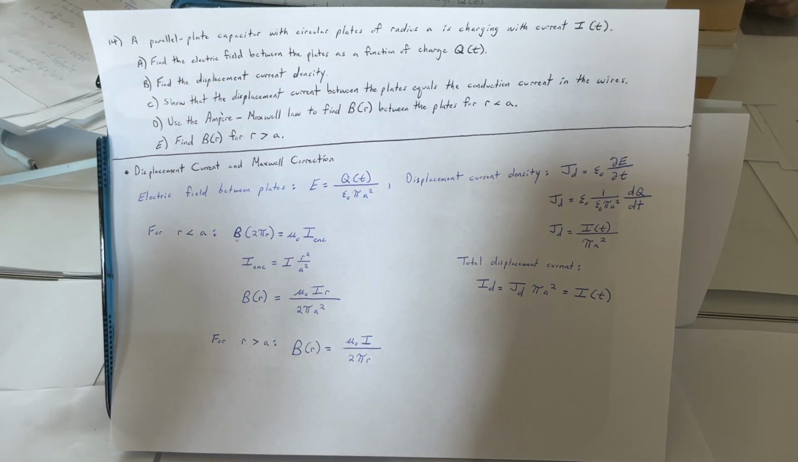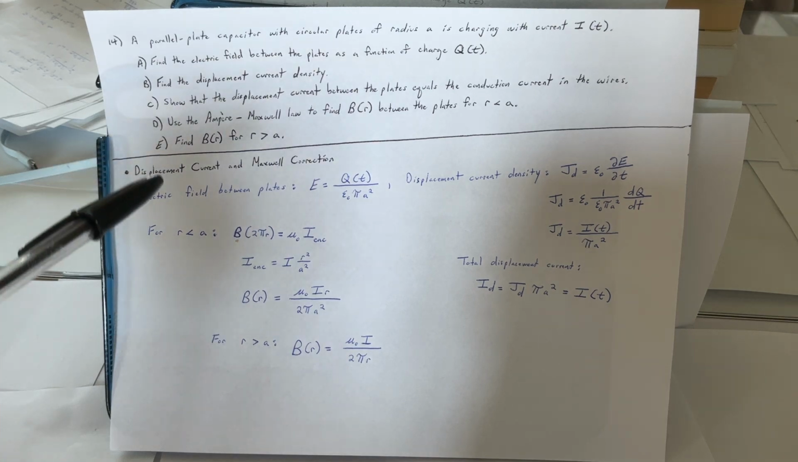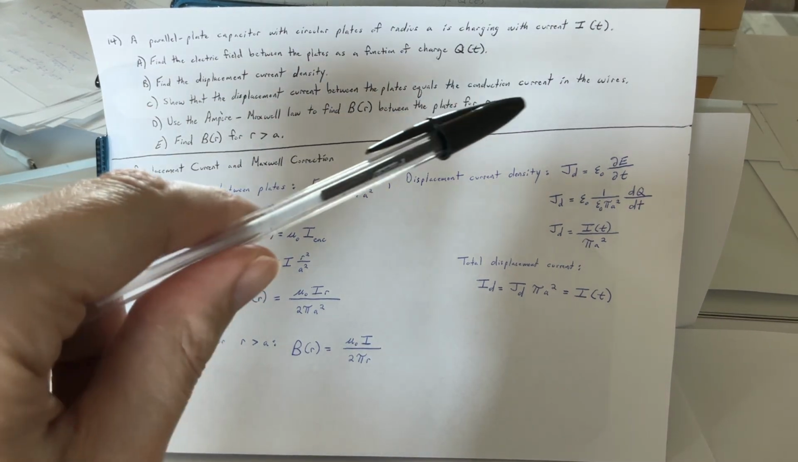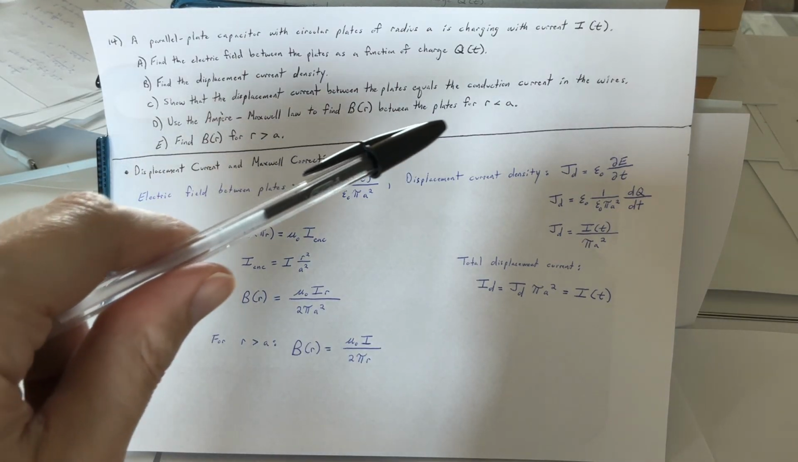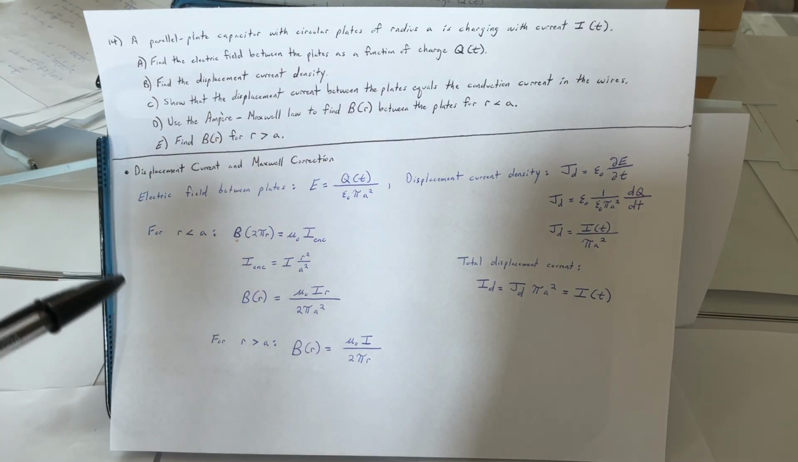Find the electric field between the plates as a function of charge Q of t. Find the displacement current density. Show that the displacement current between the plates equals the conduction current in the wires. Use the Ampere-Maxwell law to find B of r between the plates for r less than A, and find B of r for r greater than A. So it's a displacement current and Maxwell correction problem.